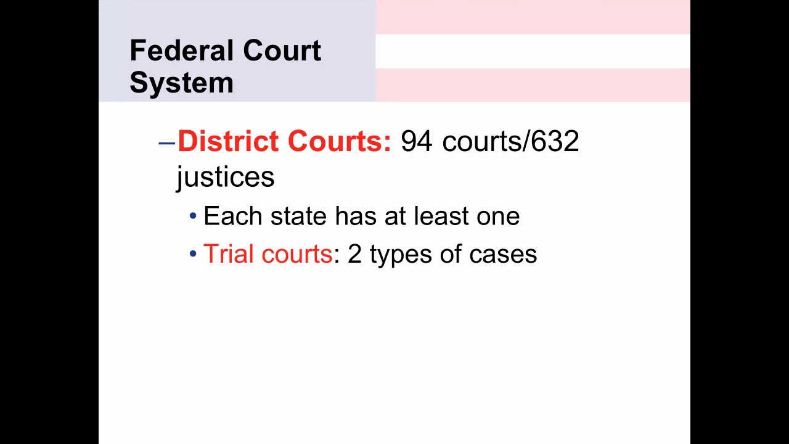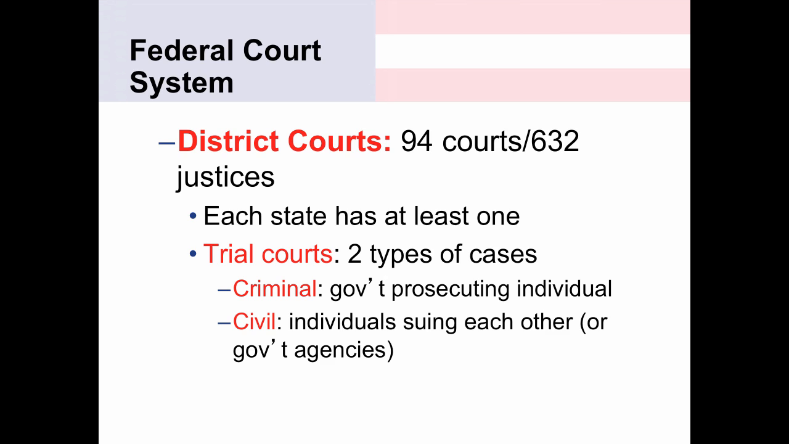That means they hold a trial like you would see on Law and Order. There's a judge and so forth. And there are two types of cases that a district court will hear. The first is criminal. This involves the government trying to prosecute an individual, basically something that the government can put you in jail for. That's a criminal case. And the other type is civil cases. Civil cases are when individuals sue each other or individuals sue a government agency, or somehow it's not a criminal prosecution.